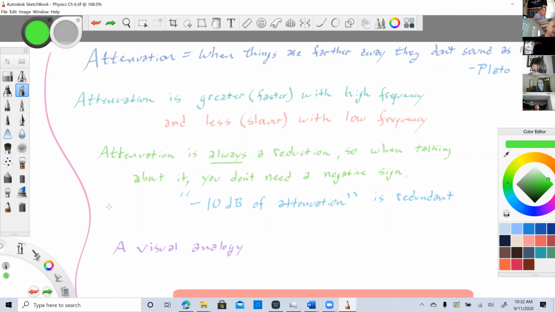So attenuation. When things are farther away, they don't sound as loud. That's all attenuation. Well, there's more to it. But obviously, if I walk to the other side of my house and continue to speak to you, you're not going to hear me as well. The sound has attenuated over distance. So the more distance a sound beam travels, the more attenuation we're going to have.